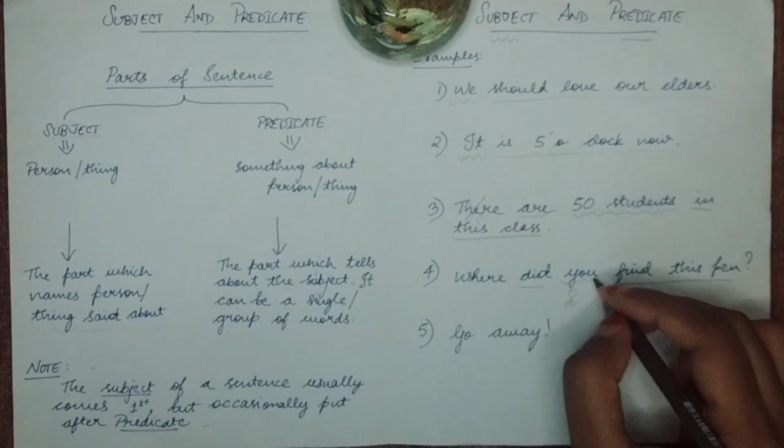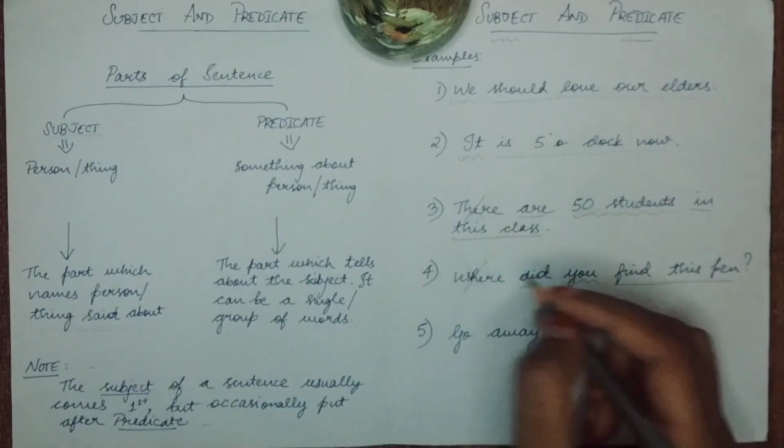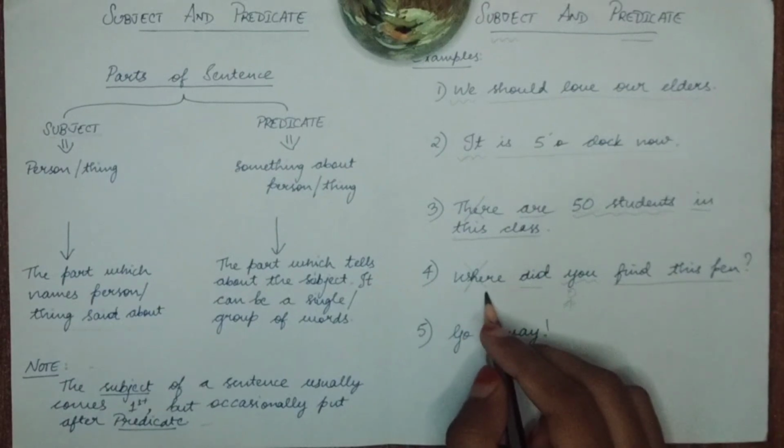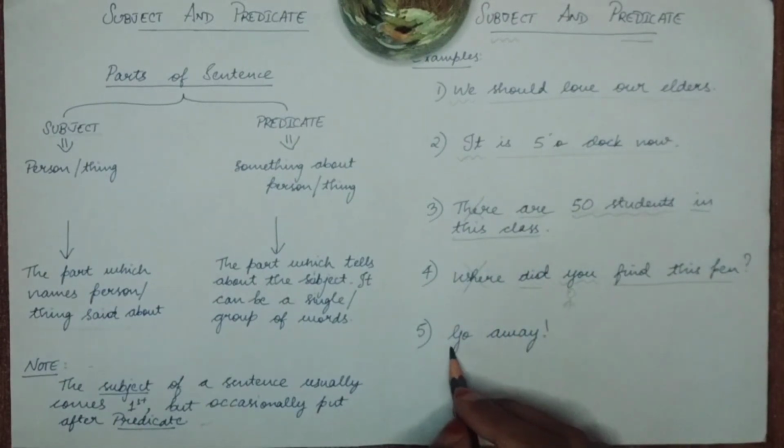And did you find this pen, which only talks about you here, will be the predicate. Where is again a question word. It is again an introductory word. So this will be neither a subject nor a predicate. Let's look at the final liner. Go away.